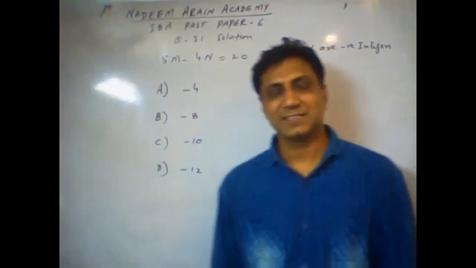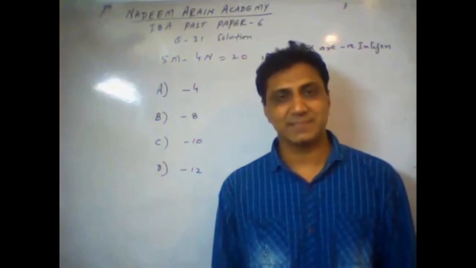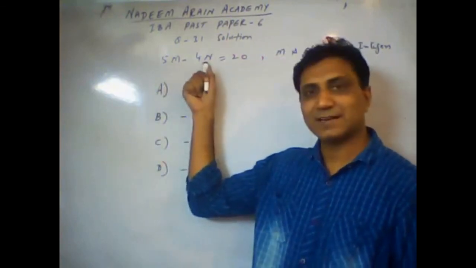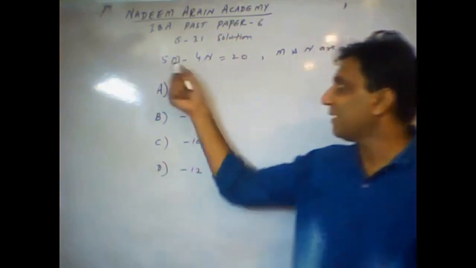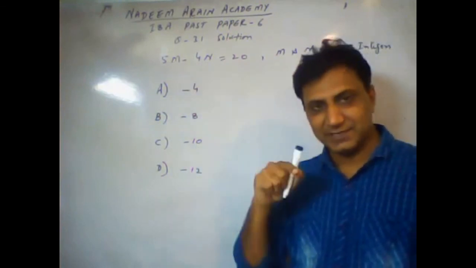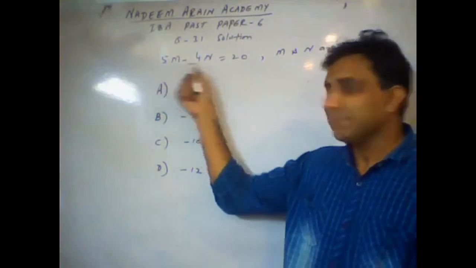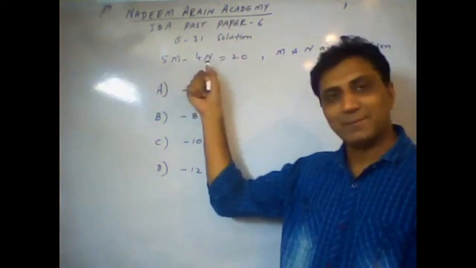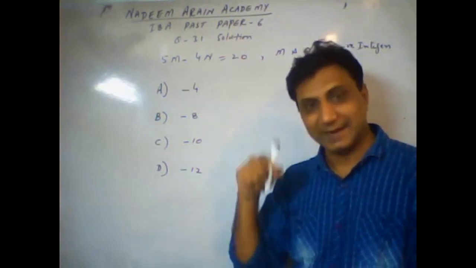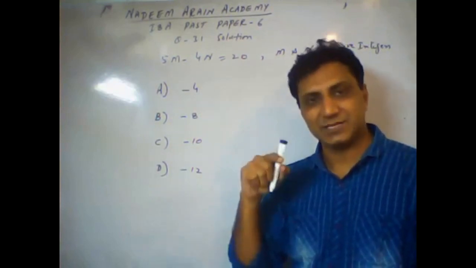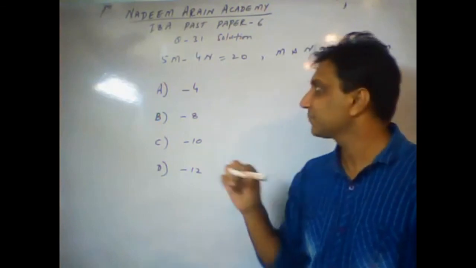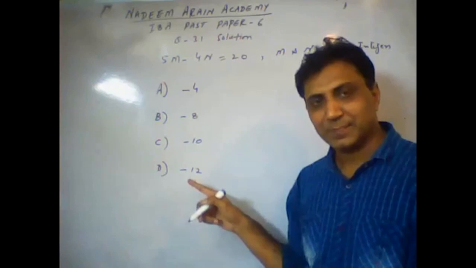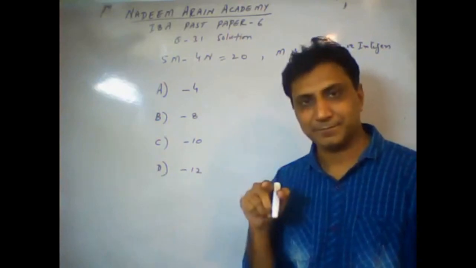Assalamu alaikum. This is question number 31 from past paper 6. The question says that 5m minus 4n is equal to 20, where m and n are negative integers. Every value of m and n should be negative and should be an integer, meaning a whole number. The question says one of these four values is not the value of m.